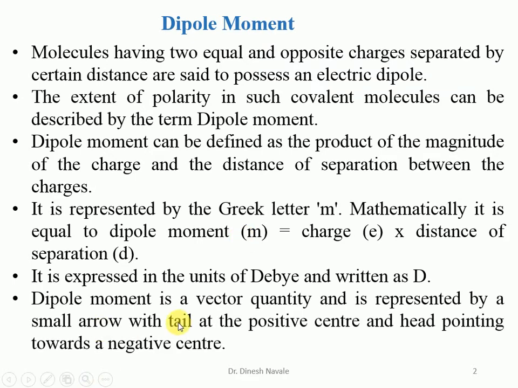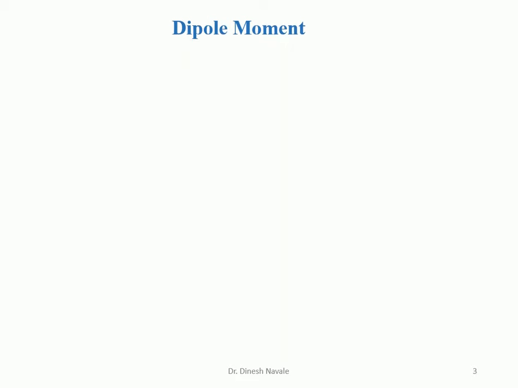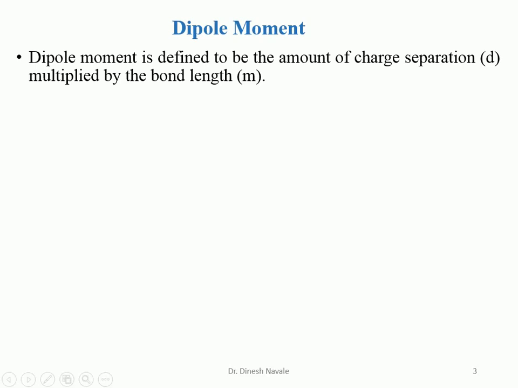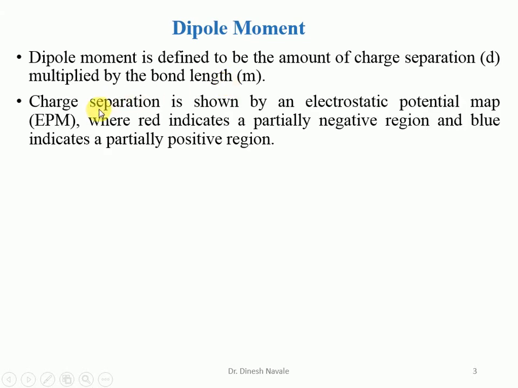So dipole moment is a vector quantity and is represented by a small arrow with its tail at the positive center and head pointing towards the negative center. It can be easily shown as a vector, an arrow containing a head and tail. The dipole moment is defined as the amount of charge separation multiplied by the bond length. Charge separation is shown by an electrostatic potential, where red indicates the partial negative region and blue indicates the partial positive region.